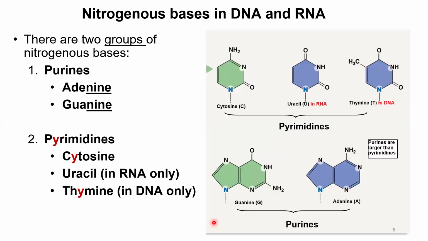Now, the nitrogenous bases within DNA and RNA are in two groups. One is called purines, which have these bigger structures. The pyrimidines are these smaller ones here. The two that are purines are adenine and guanine. And then the pyrimidines are cytosine and thymine in DNA, and then cytosine and uracil in RNA.